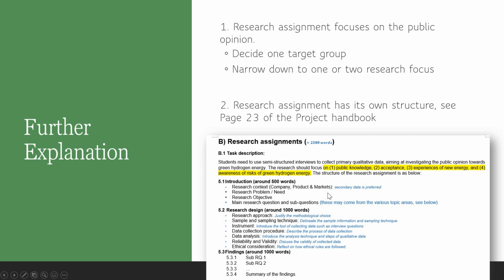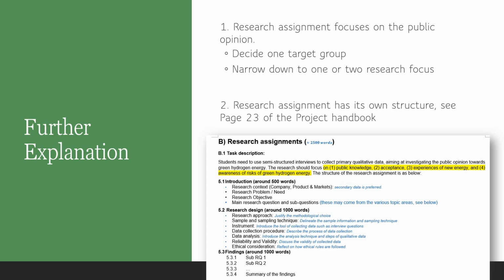Our research assignment in the Solmade project has its own structure. So please look into page 23 of the project handbook. This is what your coach, who is your future assessor of the research assignment, expects to read. The research assignment comprises 3 main parts: the introduction part, the research design part, and the findings part. We use subheadings to organize the content, such as in the introduction part.